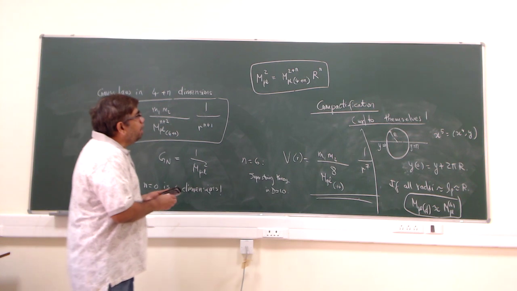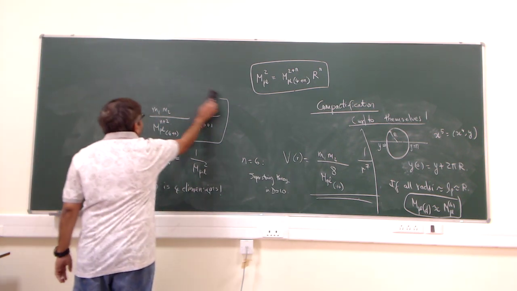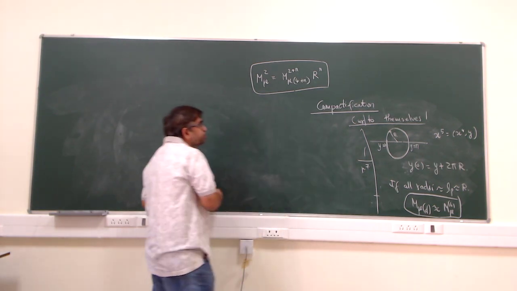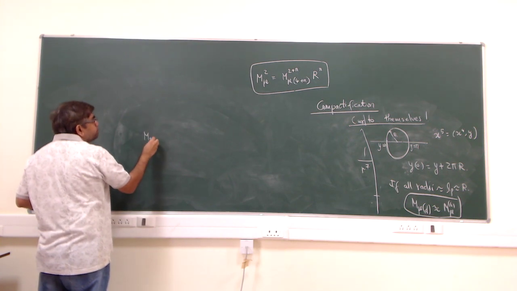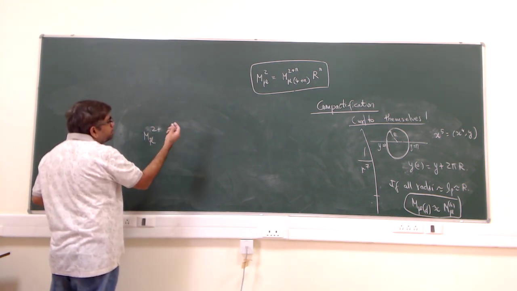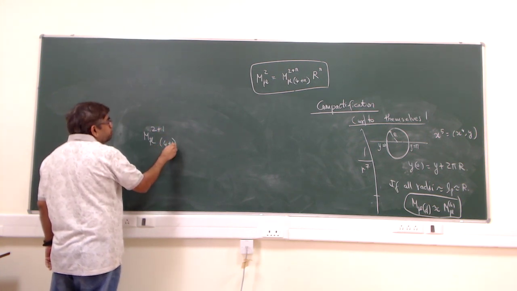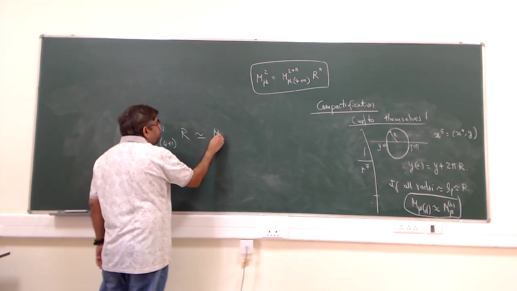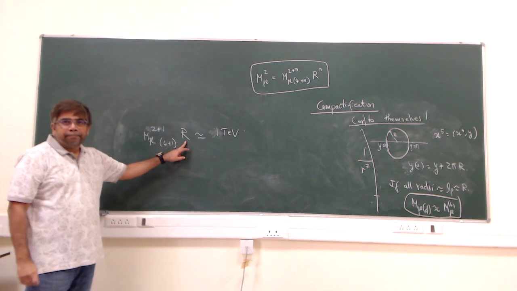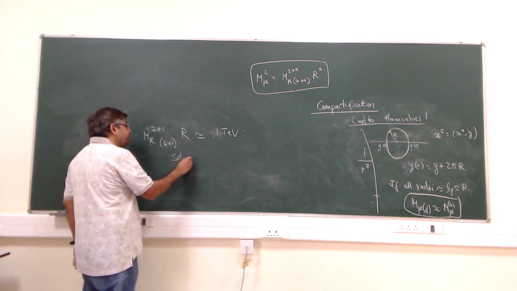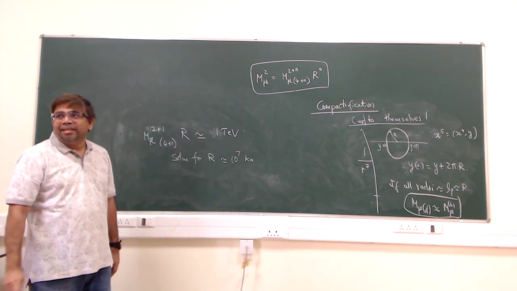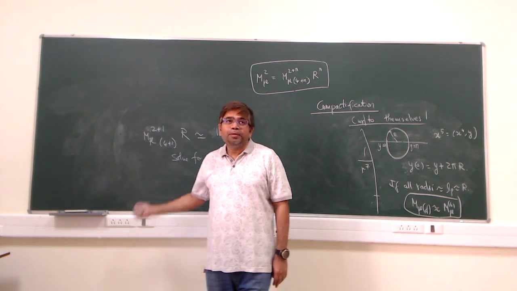So suppose I want M Planck in 4 plus n dimensions, let's just say n is equal to 1, so 4 plus 1, to be equivalent to 1 TeV. That's what I want. I'm just setting it and solving it for R. And this R comes out to be 10^7 kilometers. This is ruled out.